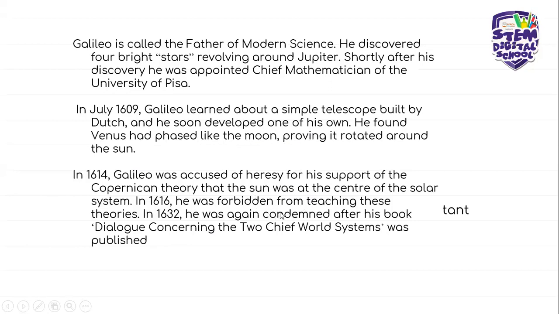In 1614, Galileo was accused of heresy for his support of the Copernican theory that the sun was at the center of the solar system. And then you do this part here. He was again commended after his book, Dialogue Concerning the Two Chief World Systems, was published.